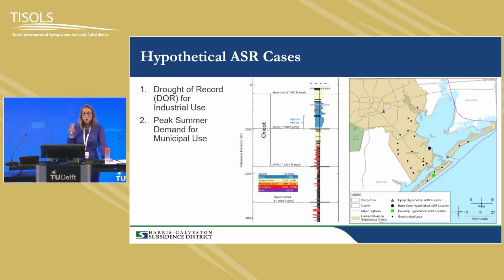So we began with 2 hypothetical cases in Regulatory Area 1, as they are required to use the least amount of groundwater in our district. And they are also the furthest away from these alternative supplies. As we can see, the Lake Houston is now completely off the map. This is Regulatory Area 1, and they also get water from the Brazos, which is also further to the west off the screen. The first one that was designed was for a drought of record, herein DOR, for industrial users.